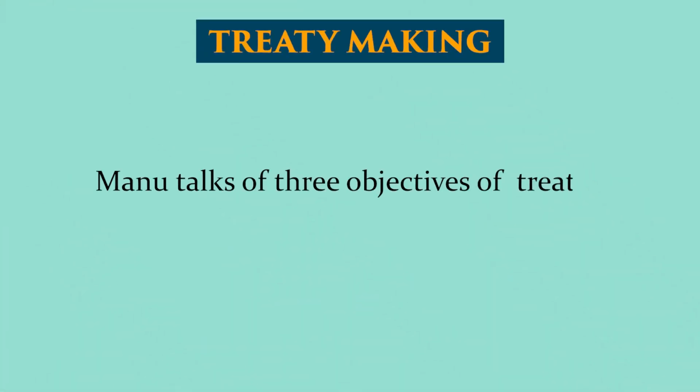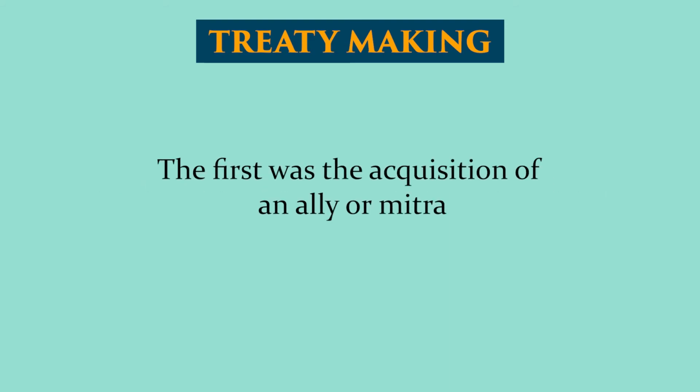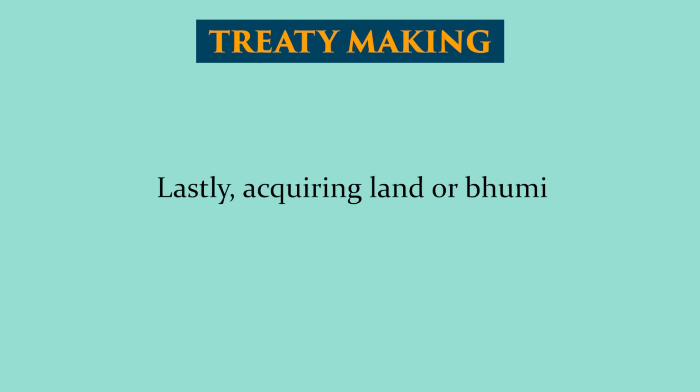After war, the next important phase is treaty making. Signing of treaties. There are 3 objectives behind treaties. The first objective is acquisition of an ally or mitra. The second objective is acquisition of money. The third objective is acquisition of land, territory or bhumi. Now Manu says that you have to understand which is the right treaty that should be signed.